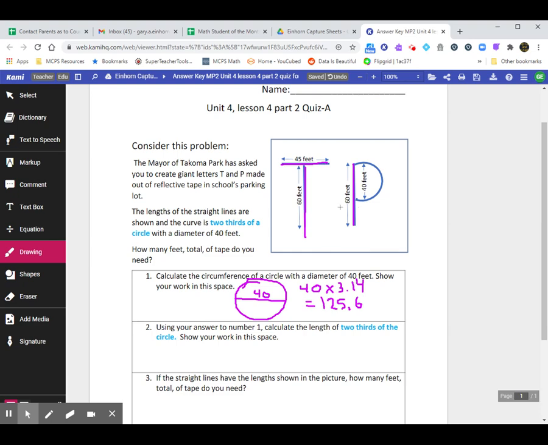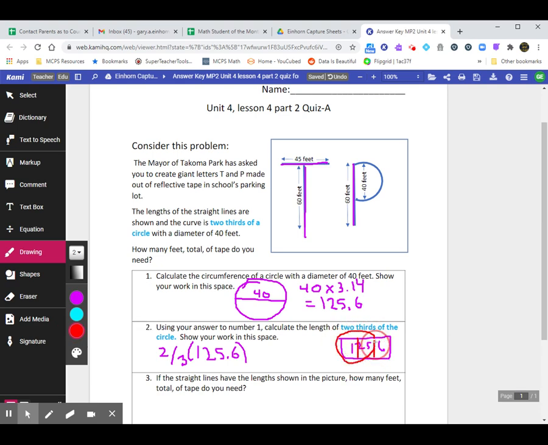125.6. That is what it is around the whole circle. But that's not helpful for this part yet because we still don't know what this curve is. This curve is 2/3 of a circle. So we have to find 2/3 of 125.6. In other words, visually, I'm taking 125.6 and dividing it into 3 pieces, and I want to have 2 of them. What is 2/3 of 125.6?